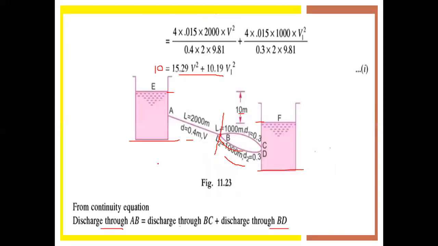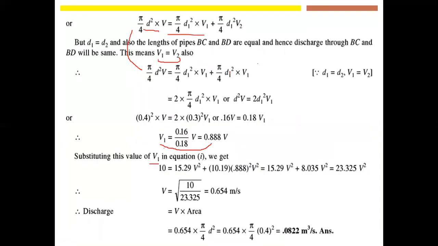This is equation 1. Inside it, substituting the value of v1 here. So take those equations and substitute the value at this point. At this point, we are getting 23.325 v square. Therefore, v is equal to root of 10 by 23.325, which is 0.64654 meters per second. That is the velocity for the pipe AB.